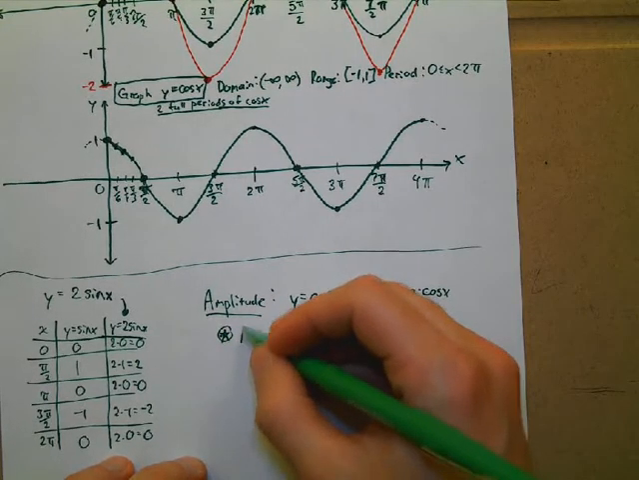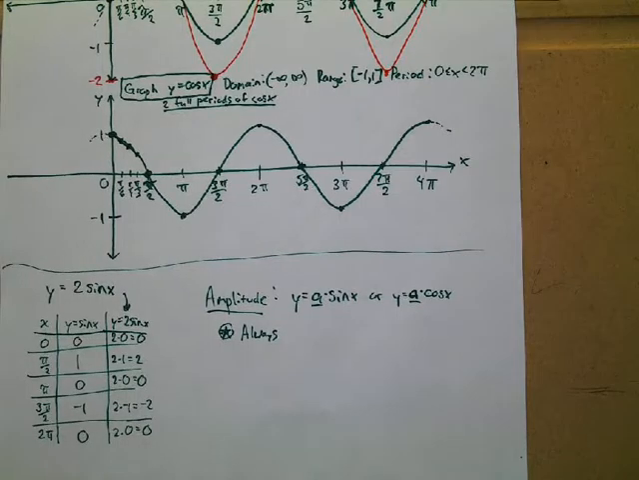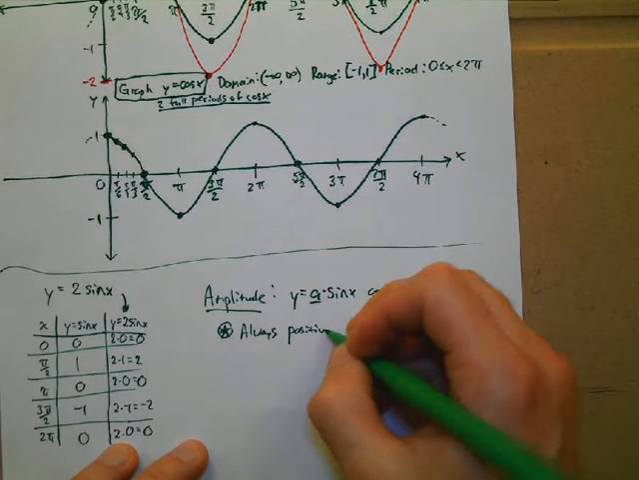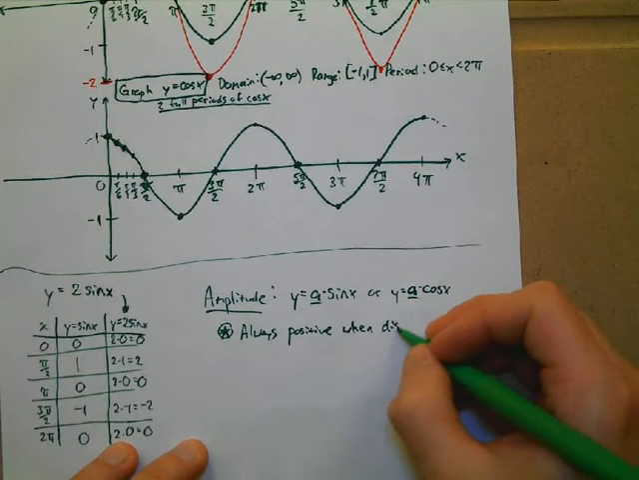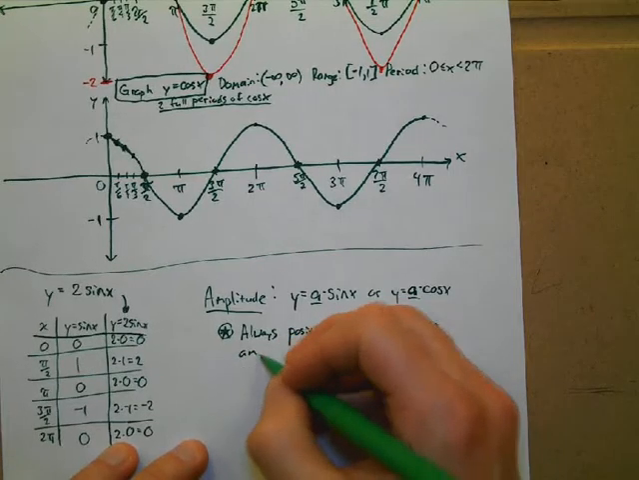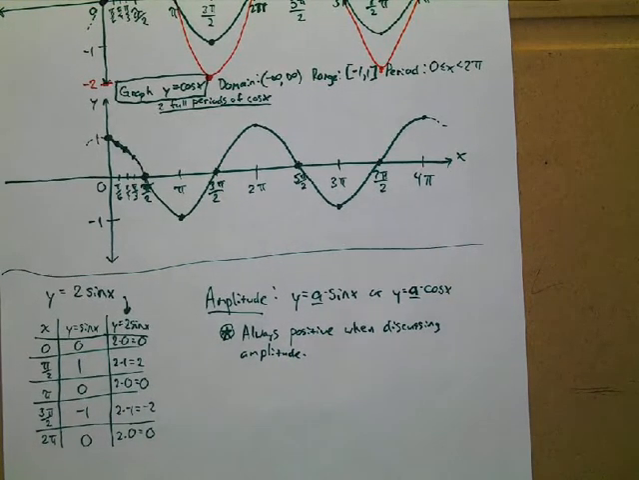The idea being that when you're talking about amplitude, you're talking about the height of the wave. We call these waves because they undulate like a wave. A height is a measurement, so we always want to talk about it being positive. Yes, you may run across negative A values, and that will reflect it over the x-axis, essentially.